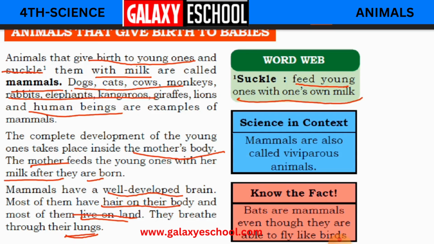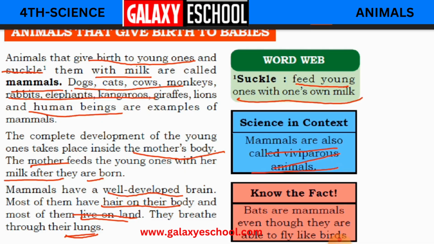Even we, human beings, breathe through our lungs. So as we breathe through our lungs, mammals, which is the remaining type of animals that come under this category, also breathe through their lungs. Clear, children? Mammals are also called viviparous animals.